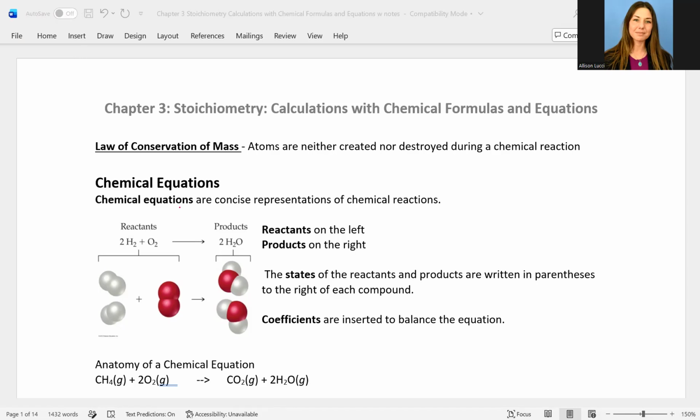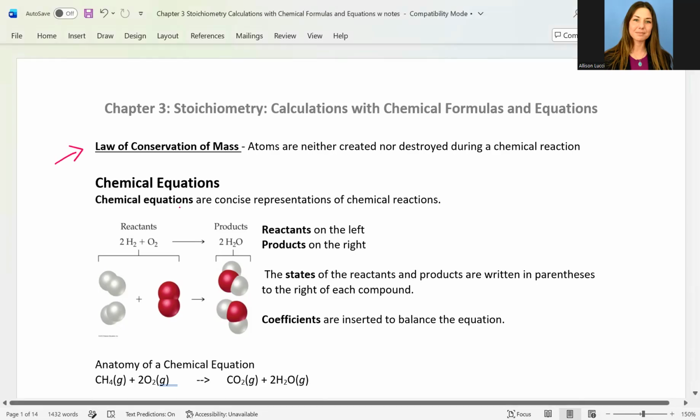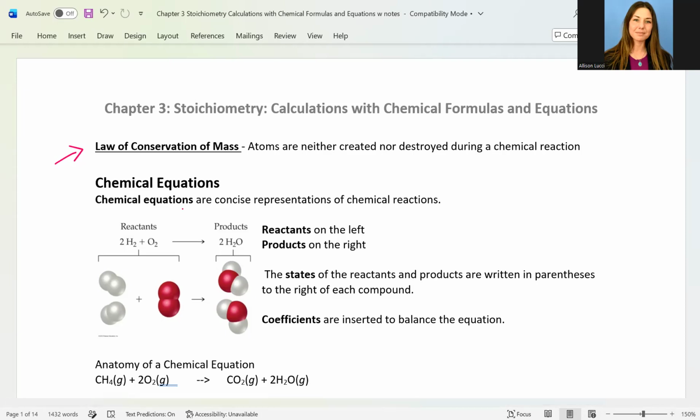And what's first defined here as the law of conservation of mass. So we are going to keep this in mind when we do our calculations, that atoms are not going to be created nor destroyed during a chemical reaction. So mass is conserved. So we can think of that as if we weighed all of our reactants, which are on the left-hand side of a chemical equation, they would weigh the same as the products. They are different compounds on the reactant and product side, but the mass of both the reactants and products would be equal.